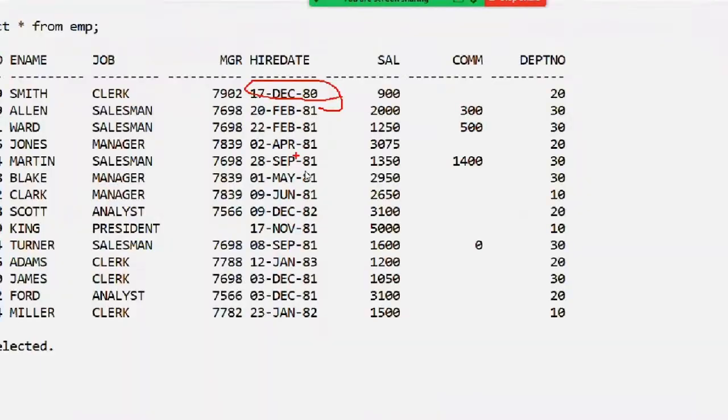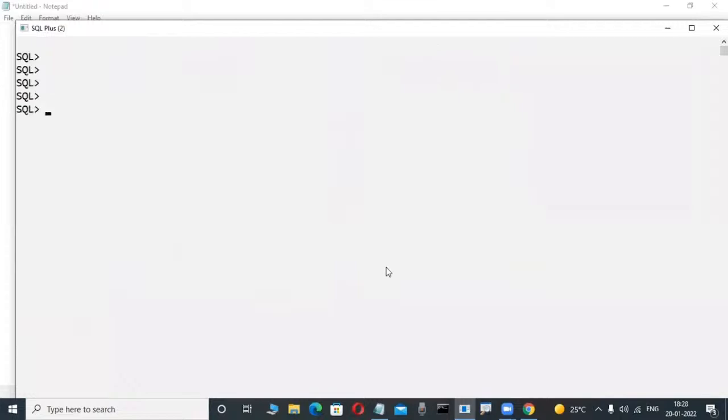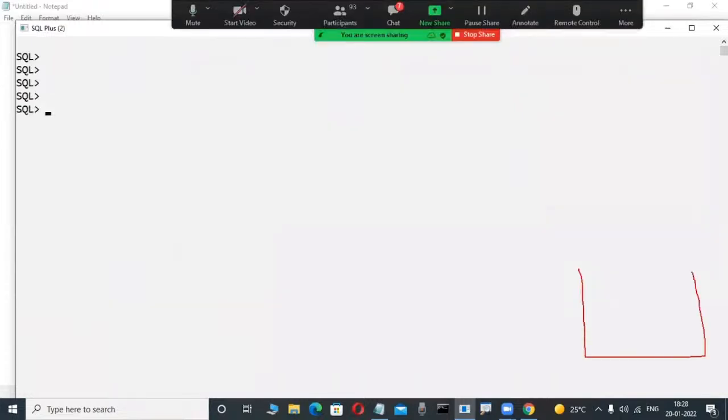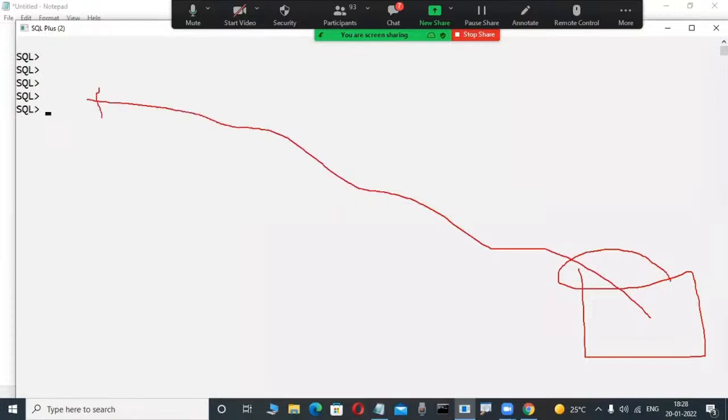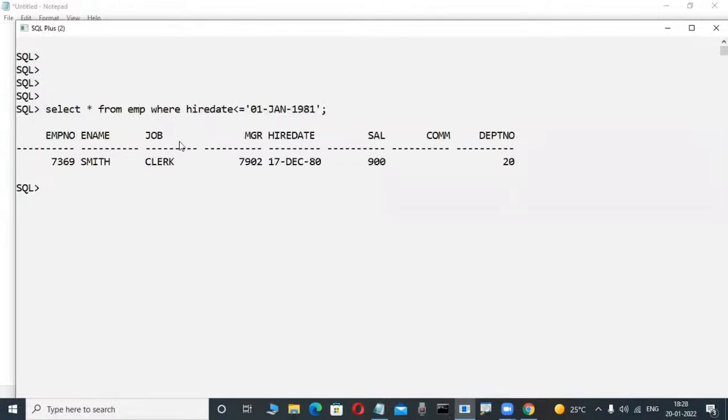Those employee details I want in my project, so the SQL programmer, wherever the data is, fetches it by writing queries. These are called queries. Select star from table name where hire date is less than or equal to, say, 1st January 1981. They write the query, and the data is displayed automatically.